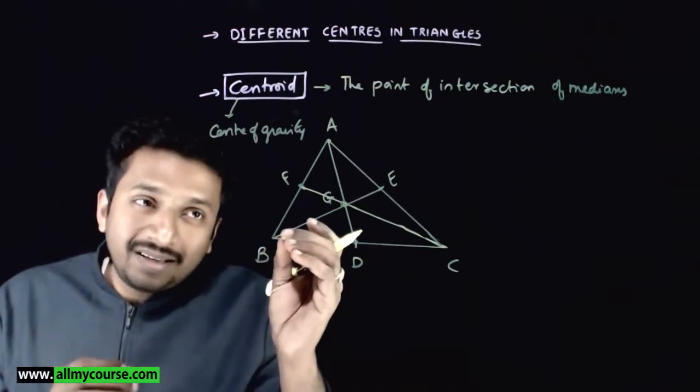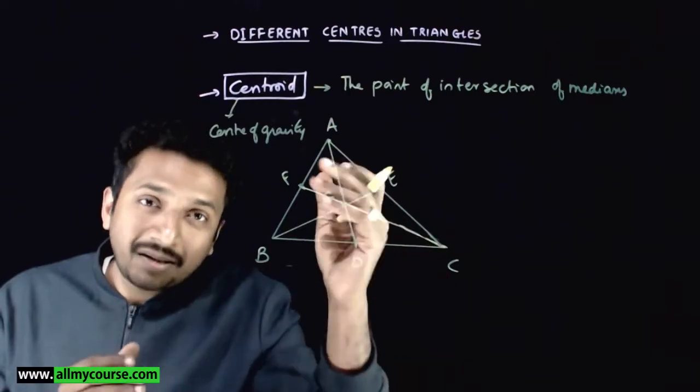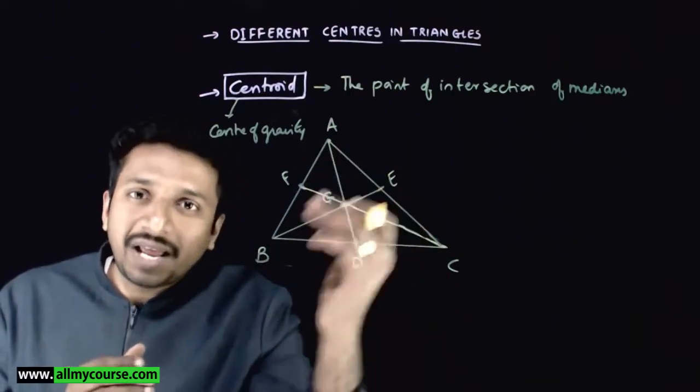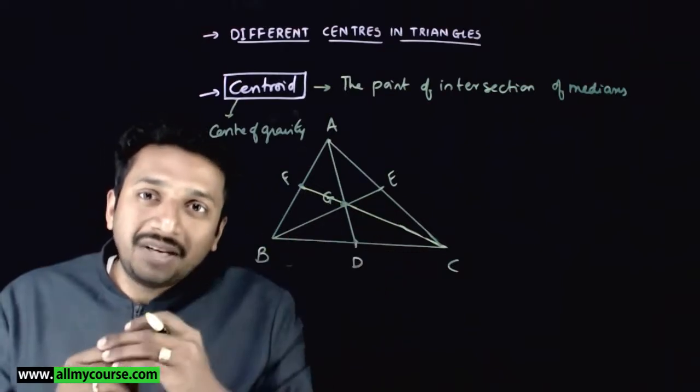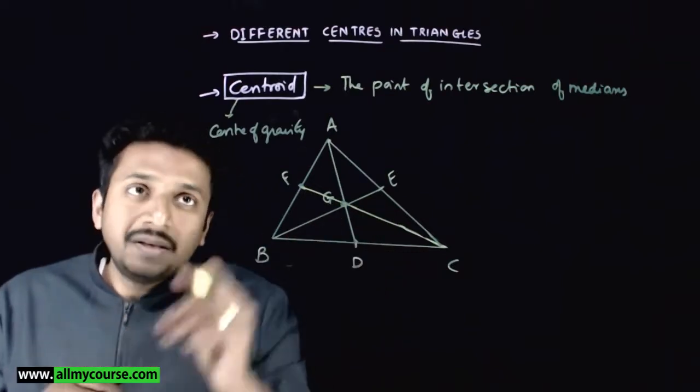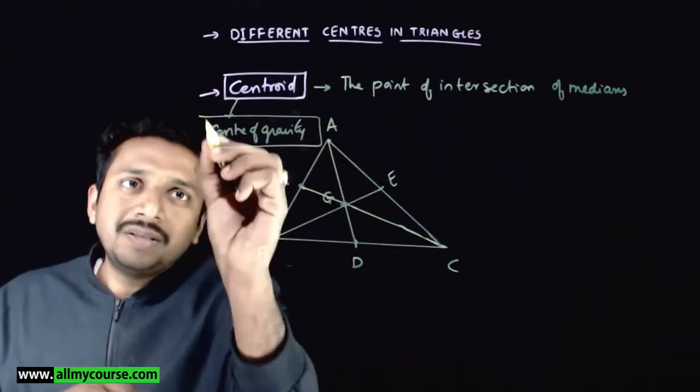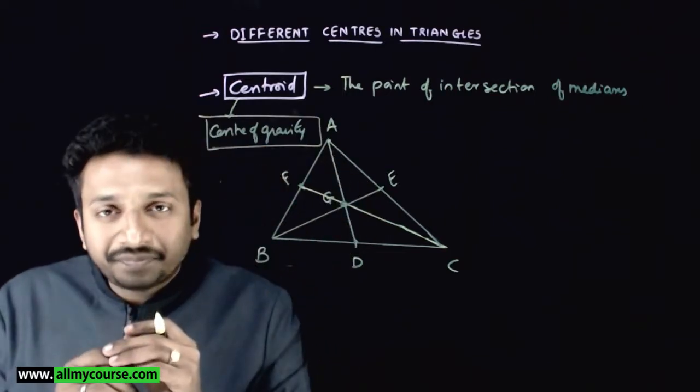And if you have a plate of the shape of a triangle, the centroid turns out to be the center of gravity of the triangle also. So the centroid is also the center of gravity of the triangle.